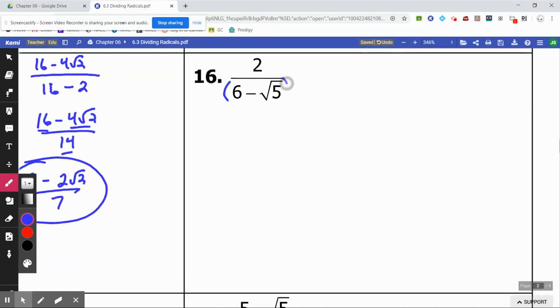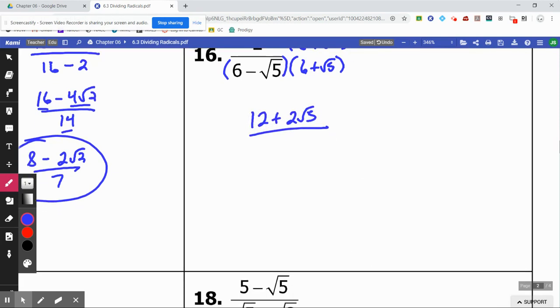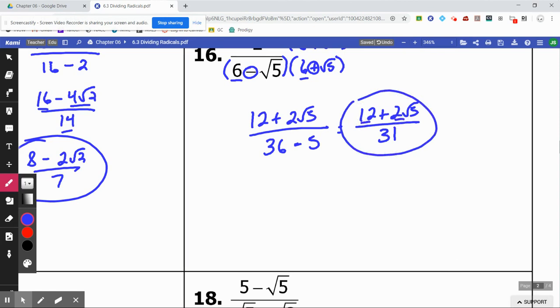6 minus root 5, we're going to multiply by 6 plus root 5. So do the same thing to the top. So the top is now 12 plus 2 root 5. The bottom, since they're conjugates, multiply 6 times 6 is 36. Negative times a positive is going to be a negative. Root 5 times itself would be just a 5. So now you have 12 plus 2 root 5 over 36 minus 5, which is 31. There is no common factor that I can reduce by, so I am finished.